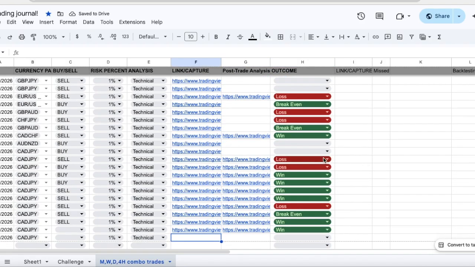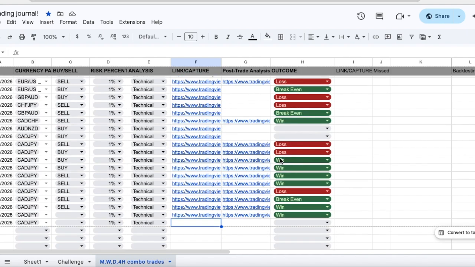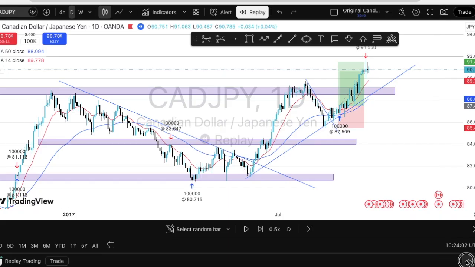So out of 10 trades, our first 2 trades were losses. Our next 4 trades were wins. We had a loss and we had a break even. We had another 2 wins. Okay. So what is that telling me? 1 loss, 2 loss, 3 loss, 1 win, 2 win, 3 win, 4 win, 5 win, 6 win, and then 1 break even. Let's actually see our dashboard. Let's look at our dashboard here.